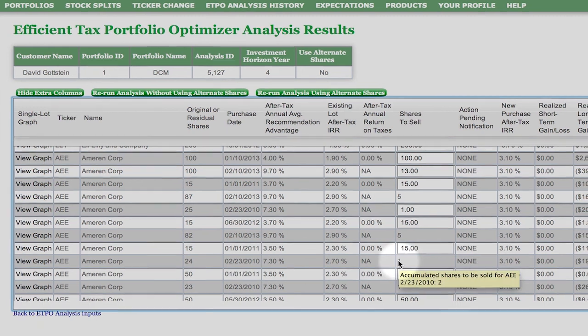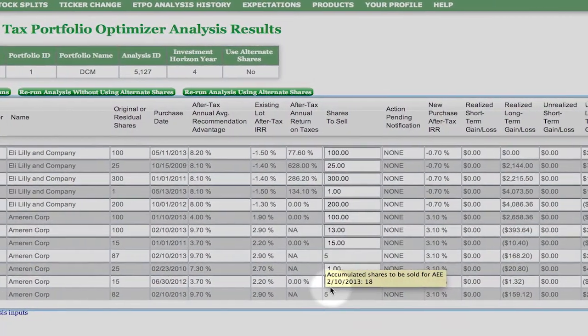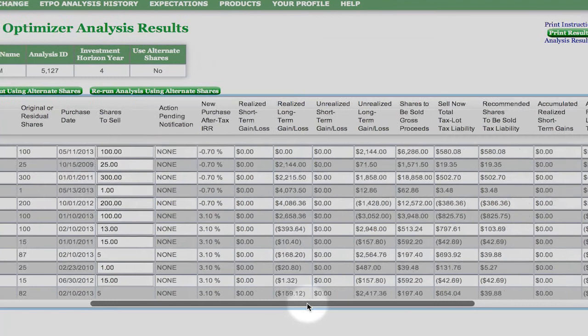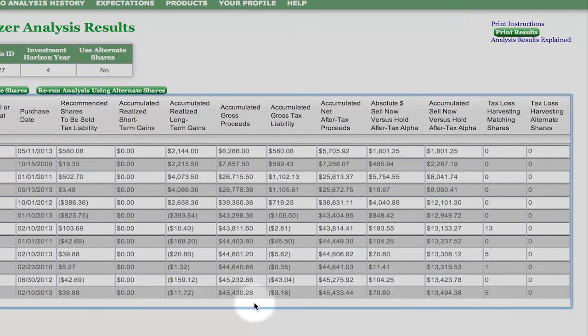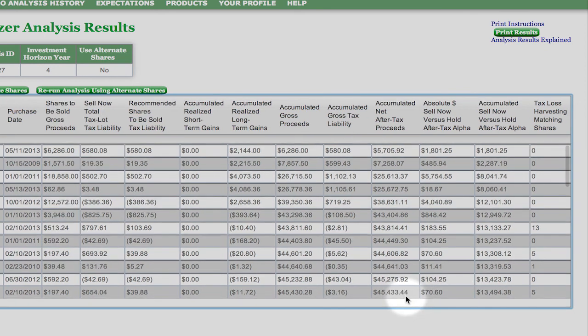Next, we want to navigate again over to the right end of the display to show you the tax loss harvesting matching shares. This number indicates the number of shares able to be sold that there are sufficient matched losses to harvest and pay no taxes on. As you can see, this same number is used in the ranking process, and as such is displayed in the Shares to Sell column.